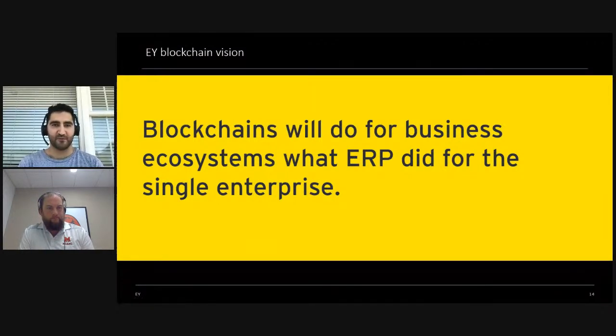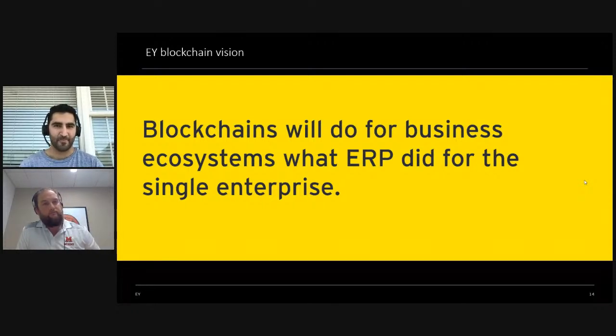So blockchains will do for business ecosystems what ERP, or enterprise resource planning systems, did for the single enterprise. For those of you who aren't familiar with the acronym, think of Oracle or SAP systems. And let me backtrack as to what ERPs did for the single enterprise, and then we'll draw the analogy for the blockchain.